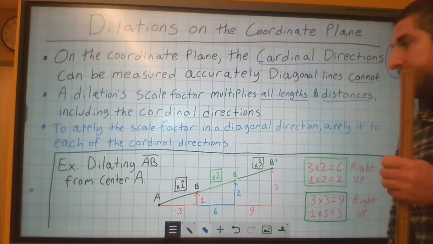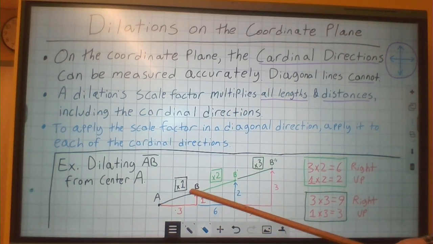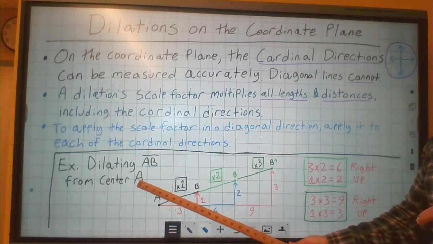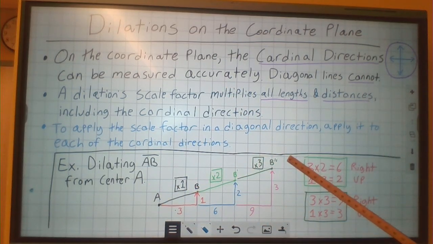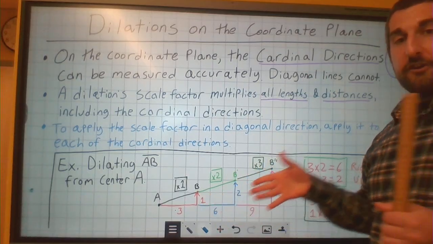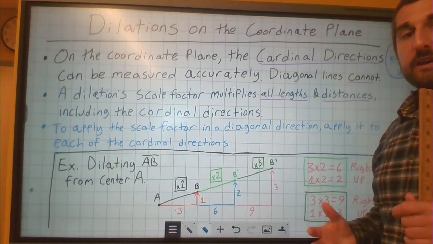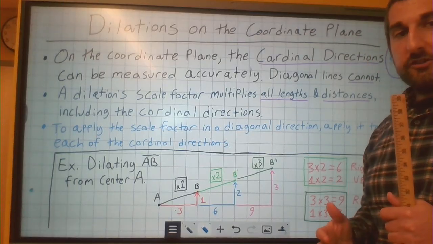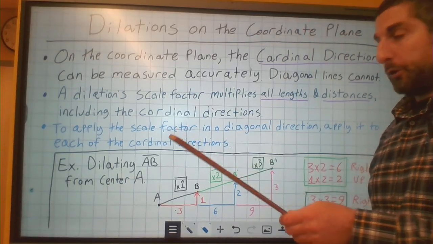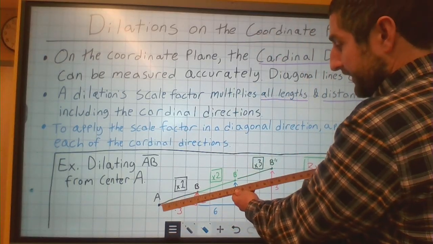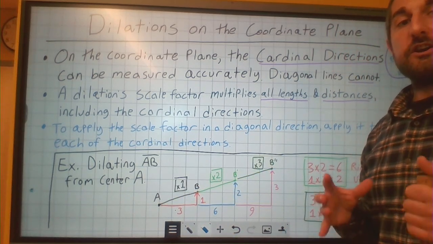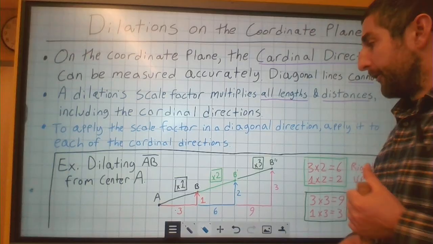For example, if we are dilating line AB, which is this little black line right here, we're dilating it from center A, so outward this way. It's going in a diagonal direction. So how are we going to be able to figure out how long to make these dilations without using the ruler, measuring how long the line is, and then doubling that length? Well, we're going to use the cardinal directions to help us out.